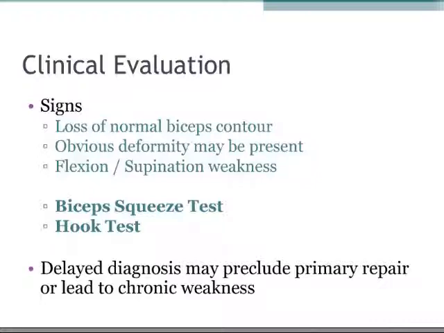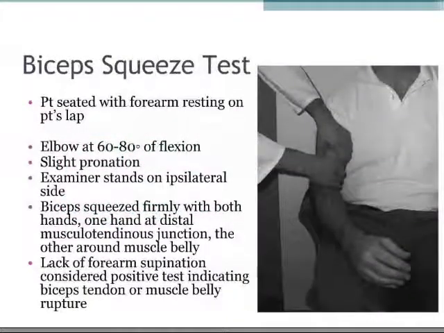Biceps squeeze test, described in one paper, is performed by having the patient seated, the elbow at 60 to 80 degrees of flexion, slight pronation. An examiner stands on the ipsilateral side, squeezes the biceps firmly, one hand at the distal musculotendinous junction and the other at the muscle belly. And then if the forearm isn't observed to supinate, then it's a negative test indicating a biceps tendon or muscle belly rupture. This was described by Ruland et al. And they reported 96% positive tests in patients that had a rupture confirmed.